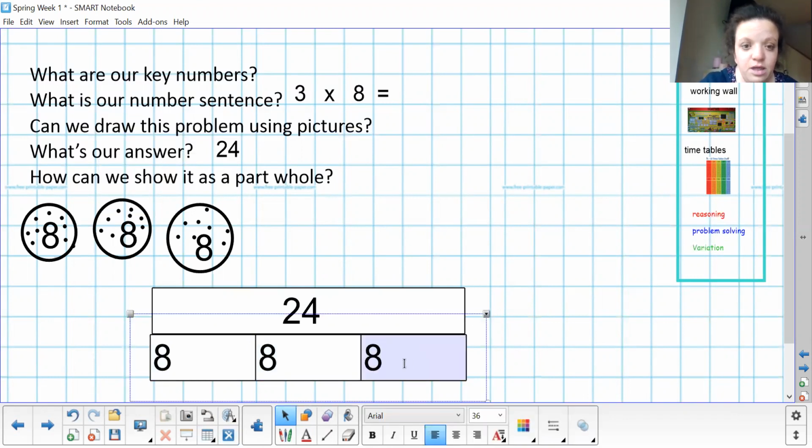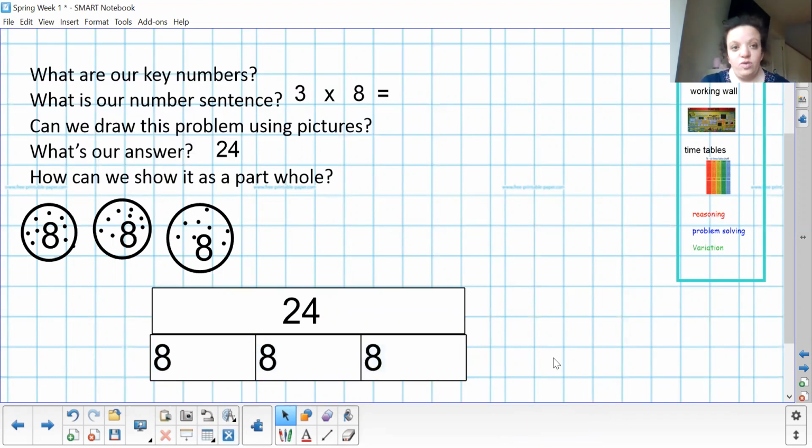8 adds 8 adds 8 is 24. Because remember, my number of parts is my number of groups, and what is in each group goes in each part. And my answer is 24. Well done if you've got that one right.